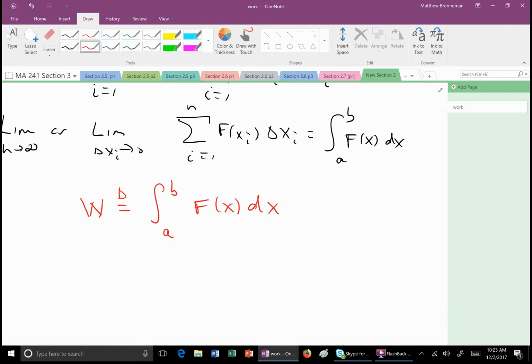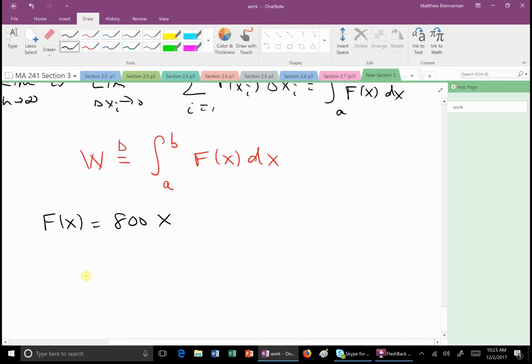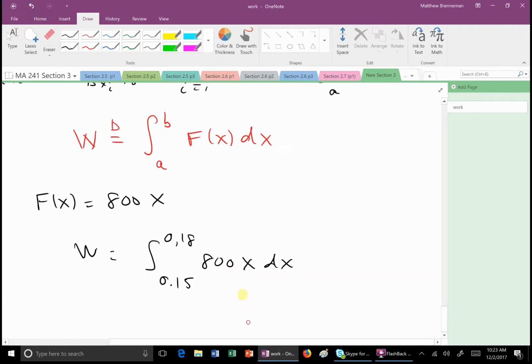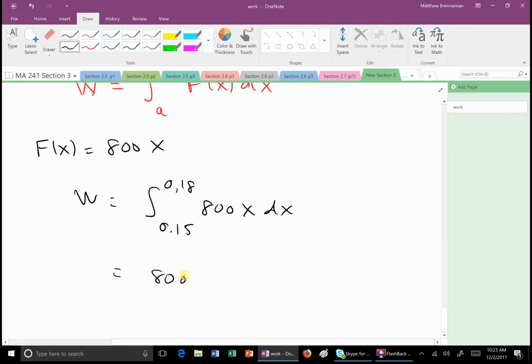Okay, so let's go back to our problem. In our problem, f of x was equal to 800 times x, and so all I have to do is integrate that, right? So the work is equal to, I have to be a little careful, I go from 15 centimeters to 18 centimeters, right? And I want to express this in meters. And now I just go ahead and integrate that. So this is 800 times the integral of x squared over 2. And when you put all the numbers in and all the arithmetic smoke clears, you're able to figure it out.